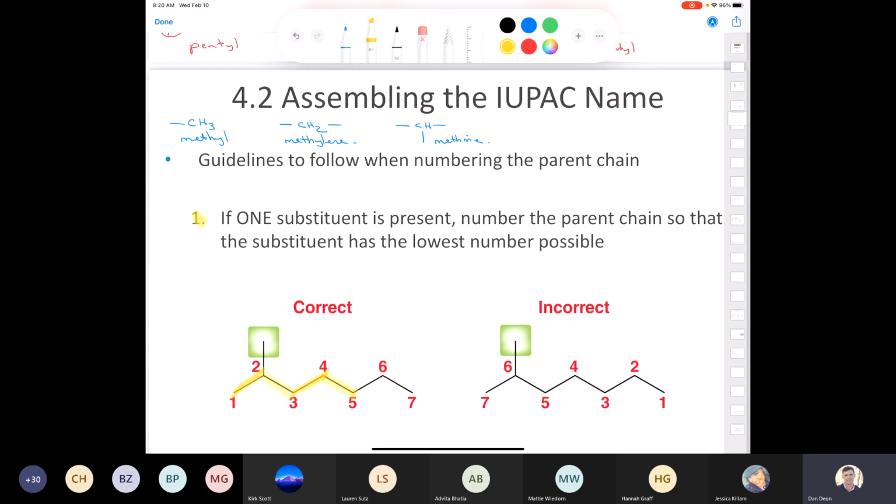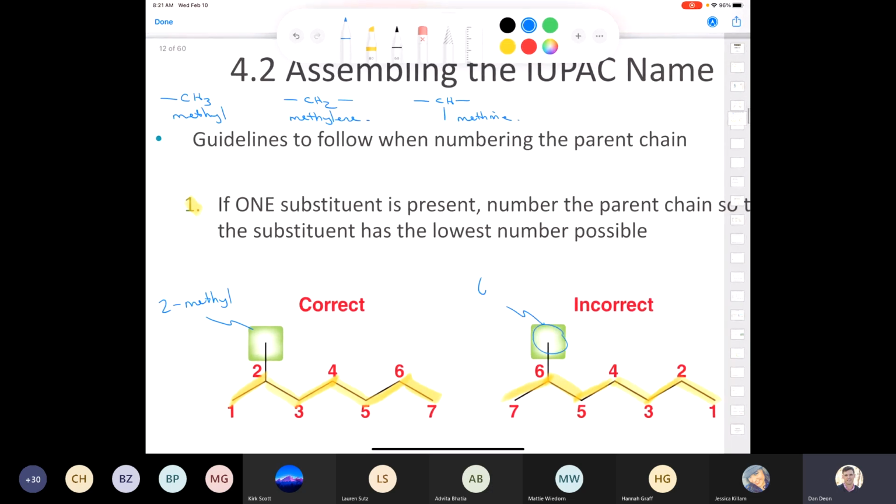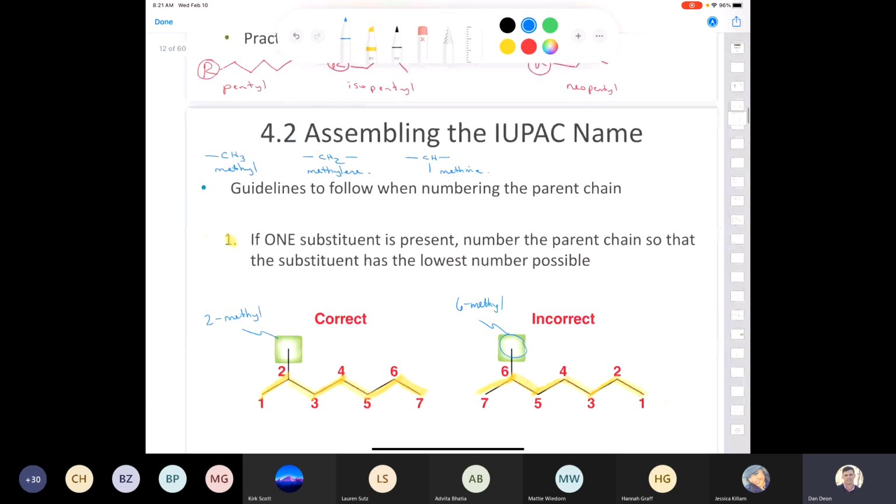You got 1, 2, 3, 4, 5, 6, 7. So it's some kind of heptane. And the person did the same thing here. But you see that one way is correct and one way is incorrect. You see that there is a methyl group, right? There's a methyl group here. Now you would call this a 2-methyl because it's on the second carbon. You would call that a 2-methyl. If you started numbering over here, it would actually be called a 6-methyl. Only one of these can be correct, okay?